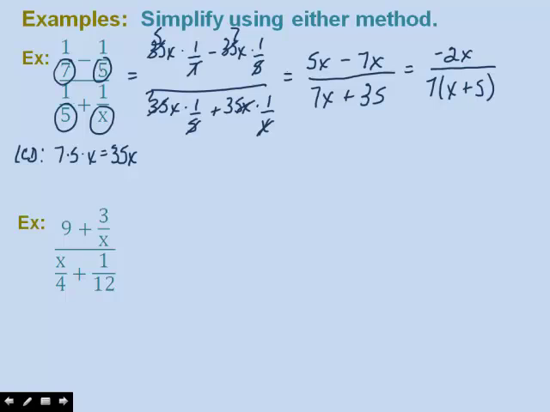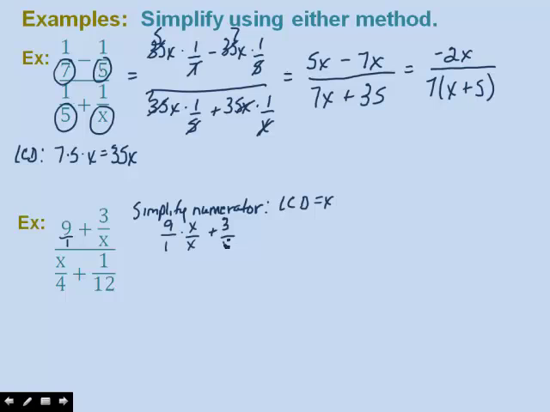Now for our second example, since this has 4 rational expressions, it would probably be a little bit easier to use method 2, but let's use method 1 for this one instead. If we're going to simplify the numerator, we need to get a common denominator for 9 over 1 and 3 over x, which would be x. So we want to write the 9 over 1 with the denominator of x. We're multiplying it by x over x.